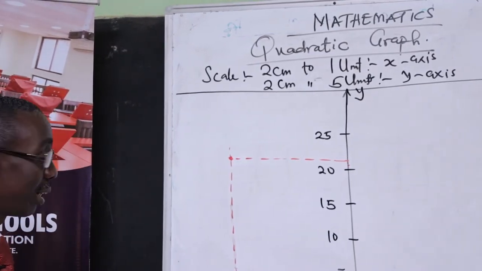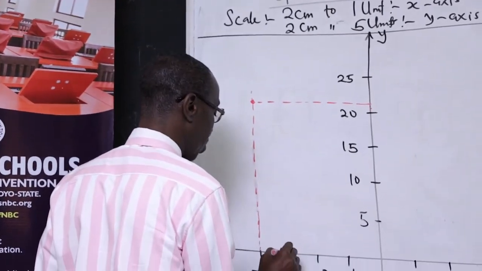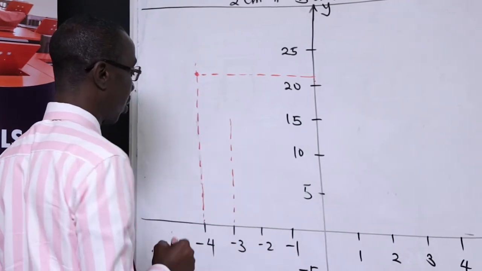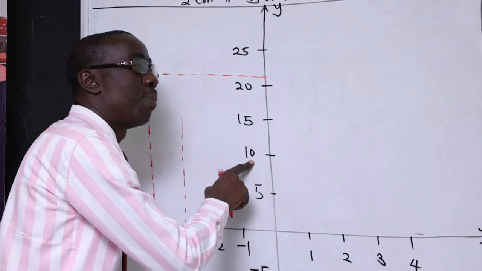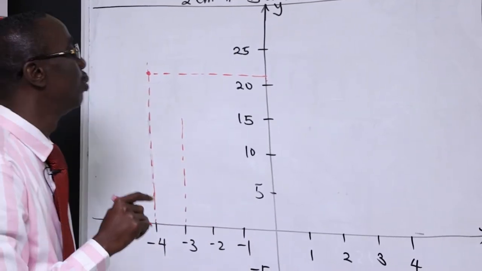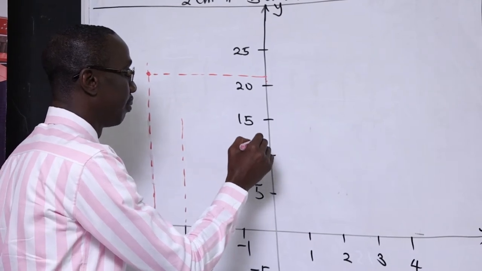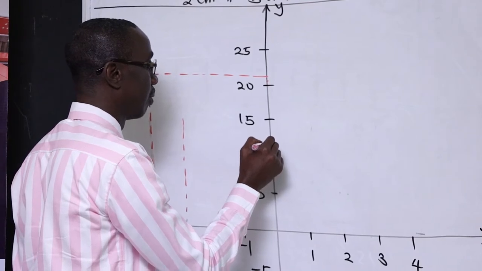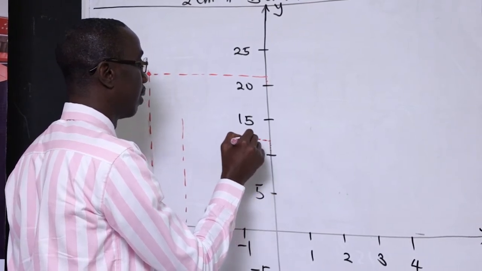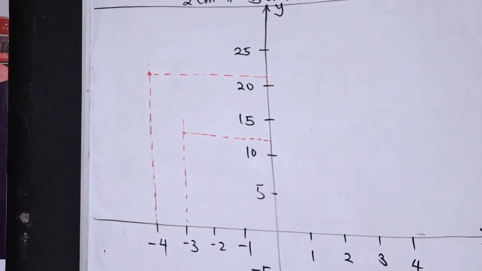The next one is what, minus 3? 13. Okay? This is my minus 3. Like I said, you are not supposed to use any broken line. After 10, how many tiny O's will I move? Six. Okay, six. Let's take six. That's my 13. Yes.